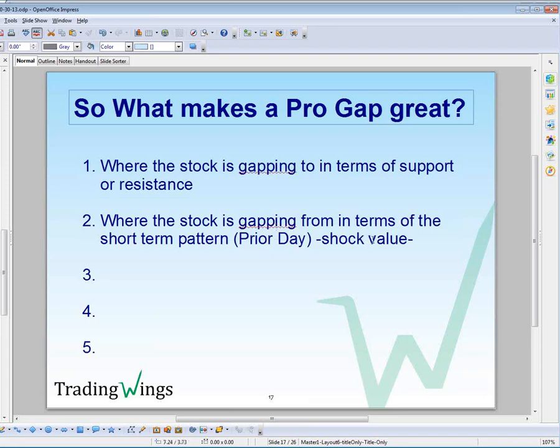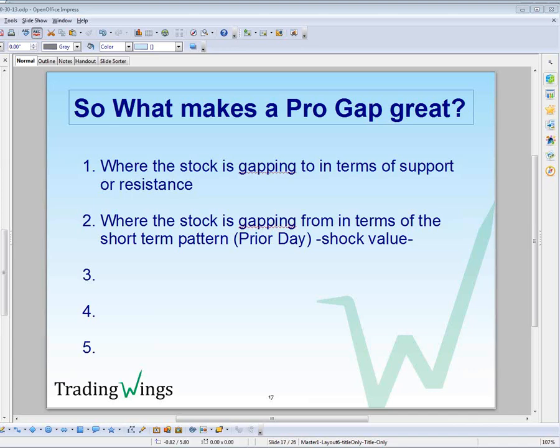I want shock value. So Laurie, Samuel, Remington, Jeff, what is better? What does that mean? What would be better shock in the short-term pattern? There's two. What makes better shock? What makes just an okay shock versus a really good shock?